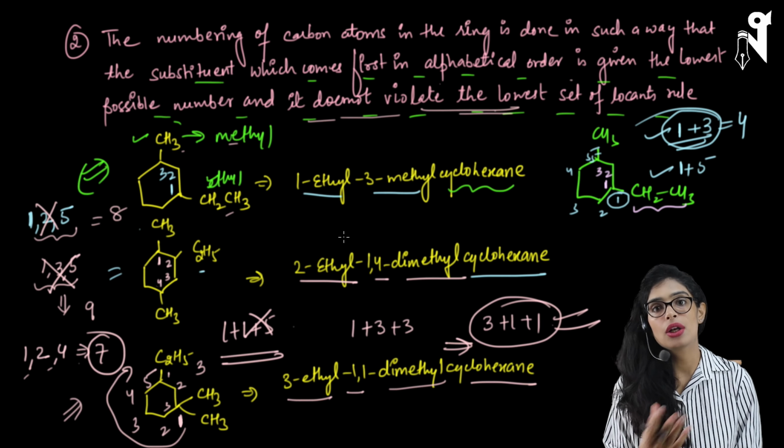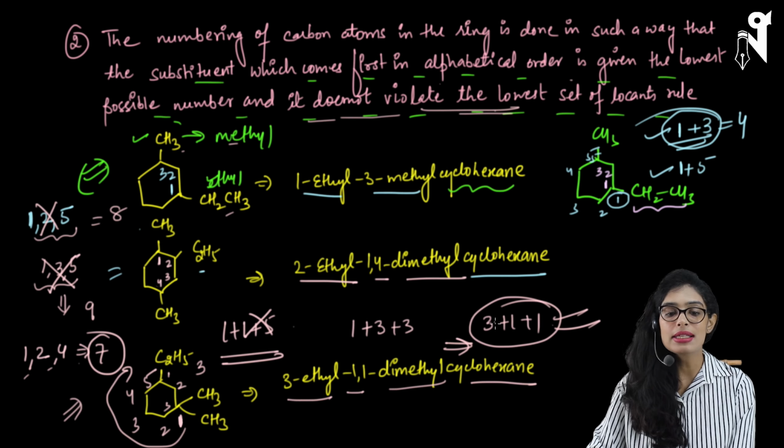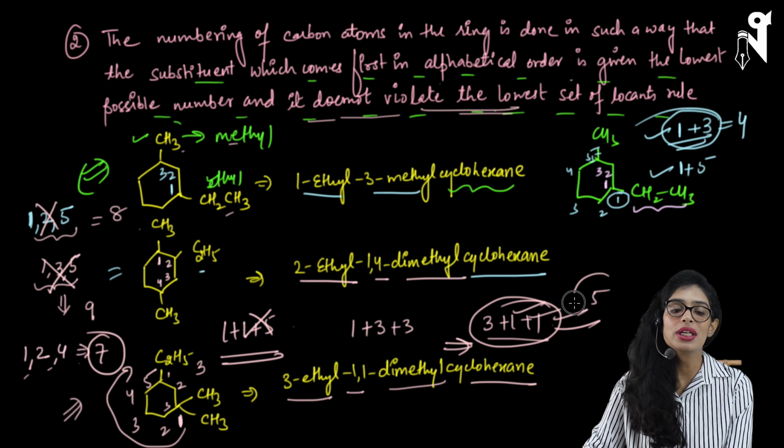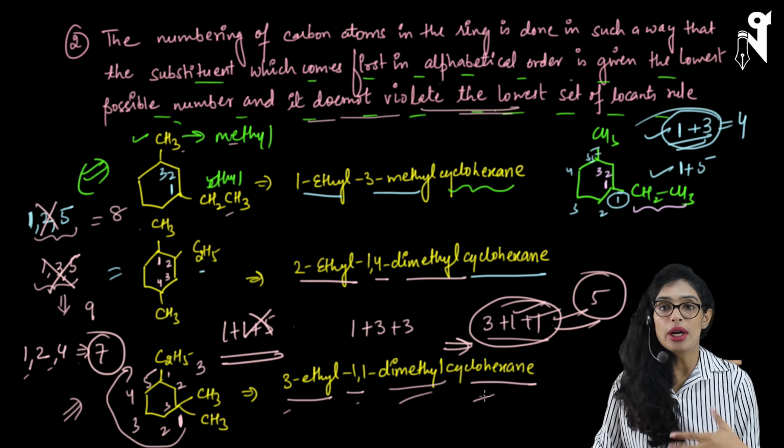But did I give it that way? No. We had used 3 plus 1 plus 1 and the sum comes out to be 5. This is the lowest sum possible. So the name is 3-ethyl 1,1 dimethyl cyclohexane. Okay. Try out these questions.